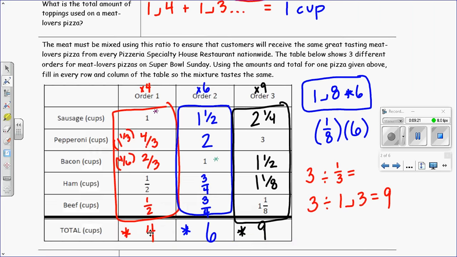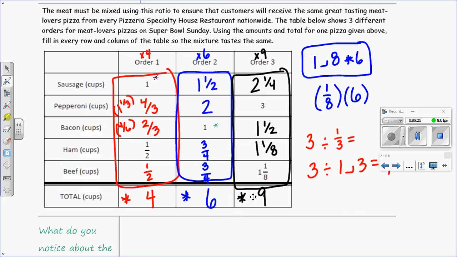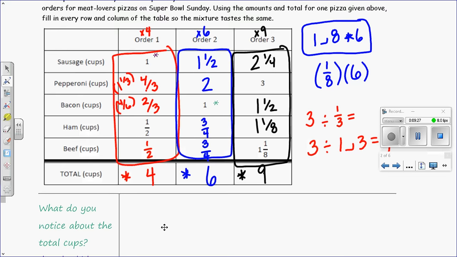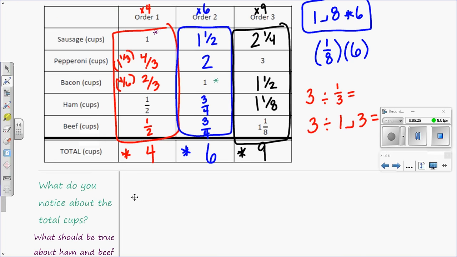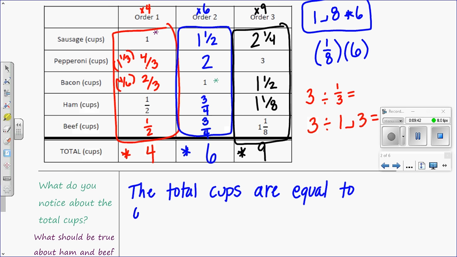So I need 4 cups of meat for order 1. I need 6 cups of meat for order 2. And I need 9 cups of meat for order 3. So what did you notice about the total cups? The total cups are equal to our multiplier for that order.